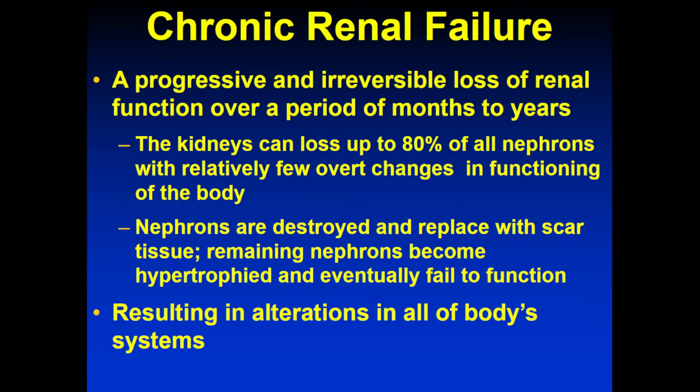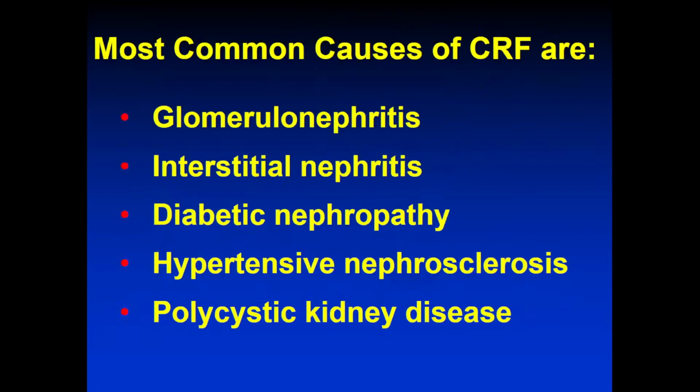Remember, please, the kidneys can lose up to 80% of all nephrons with relatively few overt changes in functioning of the body. And nephrons are destroyed and replaced with scar tissue. Remaining nephrons become hypertrophied and eventually fail to function. And chronic renal failure results in alterations in all of the body's systems.